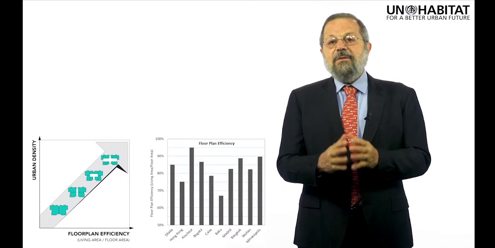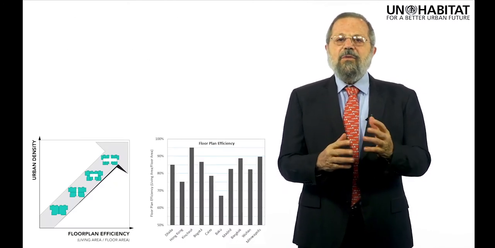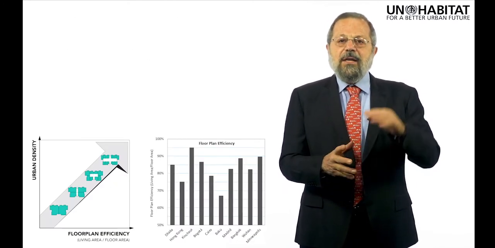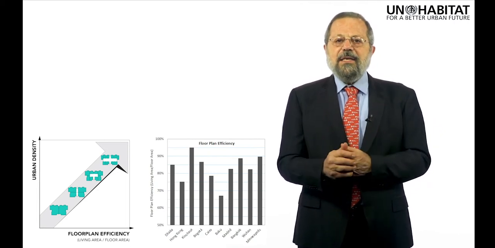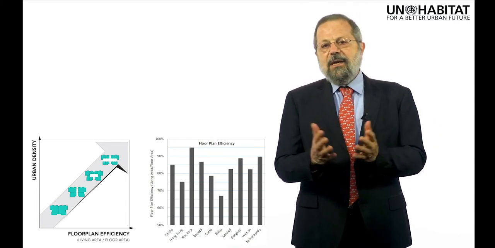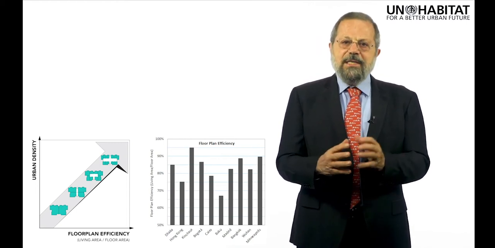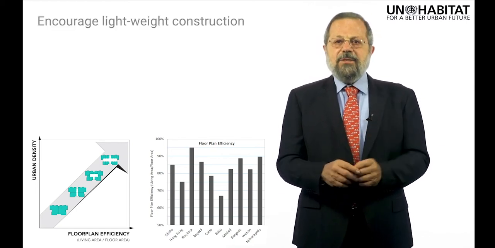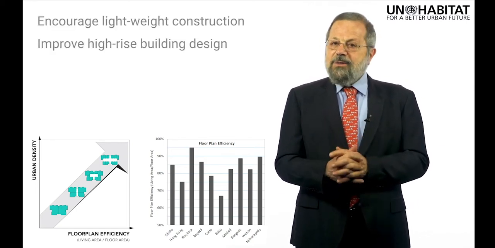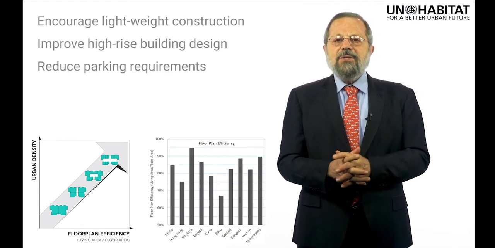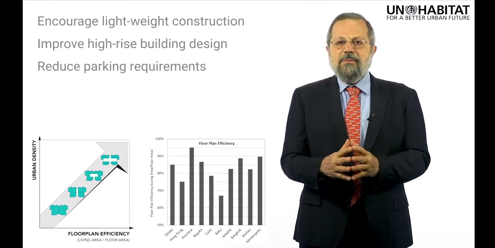We can increase floor plan efficiency by removing barriers and incentives that lower the share of living areas in the total residential area under construction. We can do this by encouraging lightweight construction, by improving high-rise building design, and by reducing parking requirements.